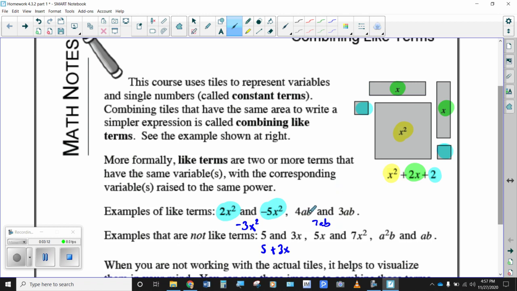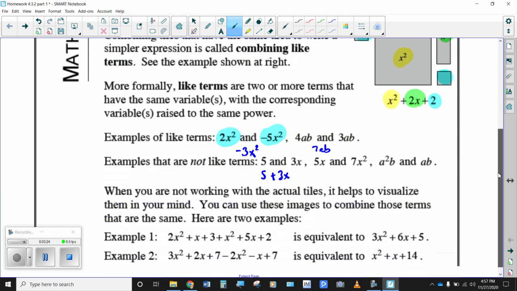Now, what are ABs? What do they look like? I don't know. But the fact is, AB is its own kind of variable term, just like x squared is its own variable term. Anything else to say here?